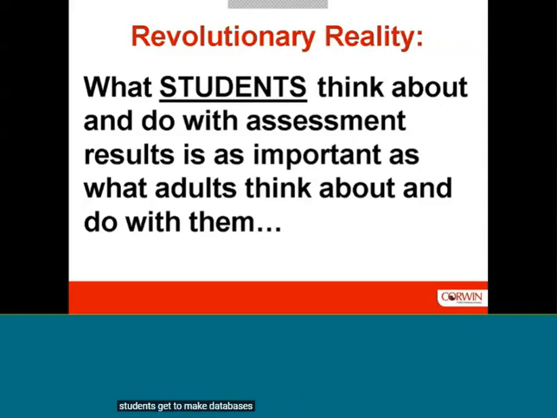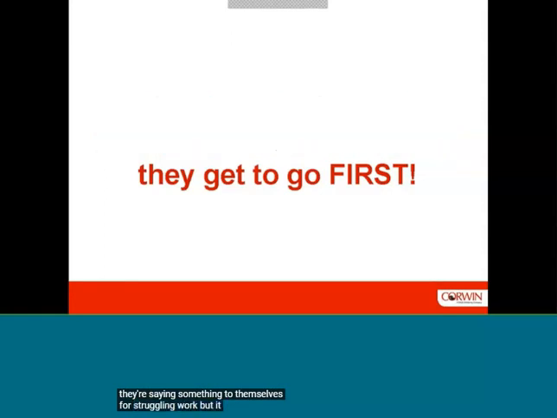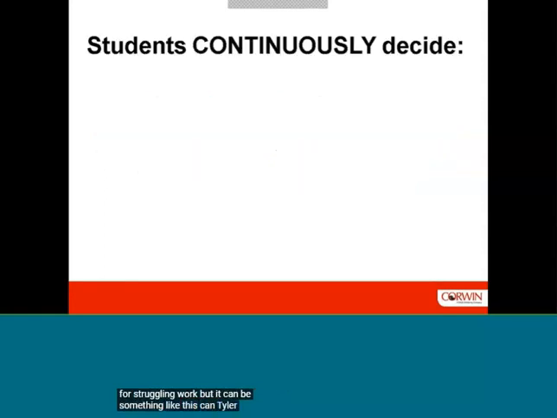Students get to make data-based instructional decisions first about learning, and it turns out they get to go first. When they see whatever results we give them, they're saying something to themselves. For struggling learners, it can be something like this: Can I learn this, or am I just too slow? You see, my point is, if they get on the wrong side of that, it doesn't matter what you decide.